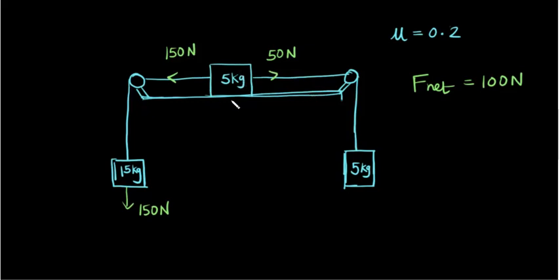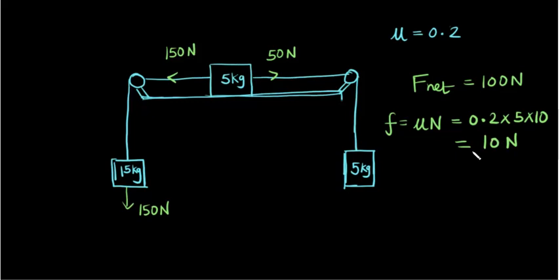Now, what is the frictional force between the 5 kg block and the table? The frictional force is, let's say, F equals mu n. Mu is 0.2 into n, that is 5 into 10 (mg). So this will become 10 Newton. This frictional force is very less compared to the net force, so that means the system will indeed move. That means it will accelerate.